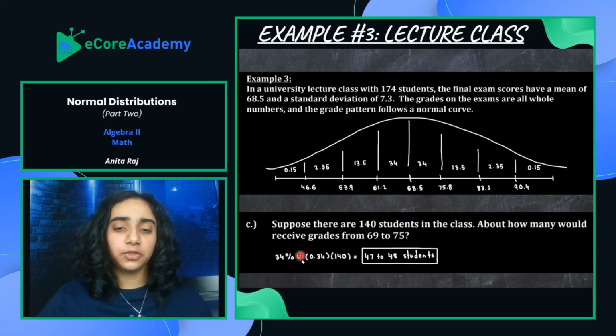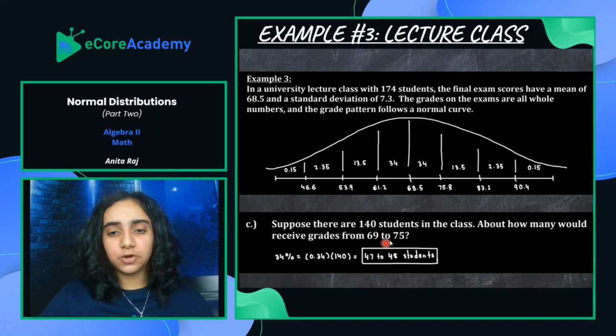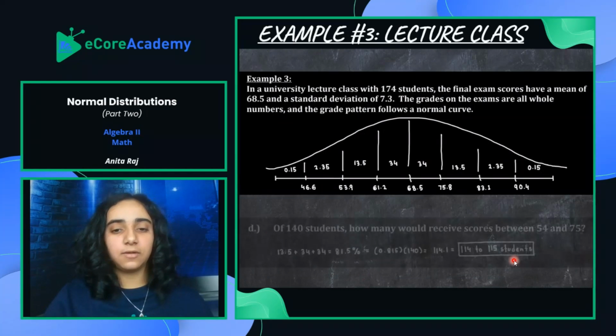So we're going to take 0.34, multiply that times the total, which is 140, and then we're going to get about 47 to 48 students. So that's pretty straightforward as well.